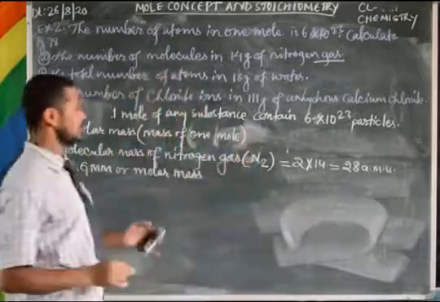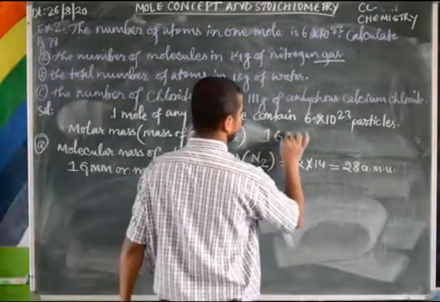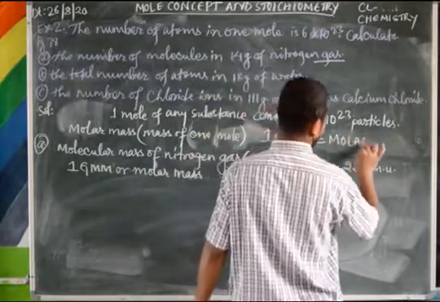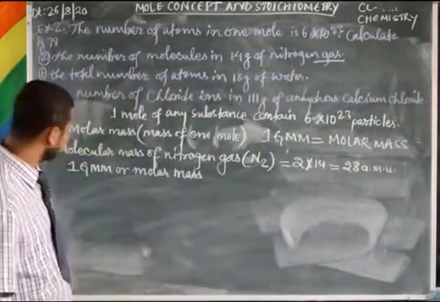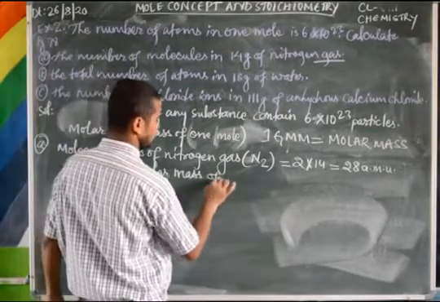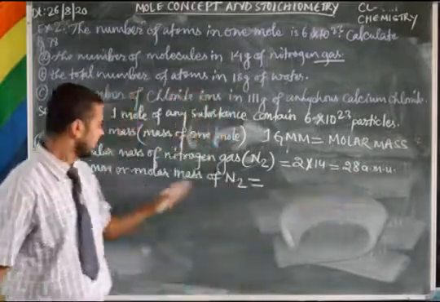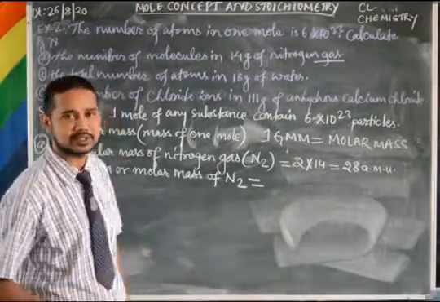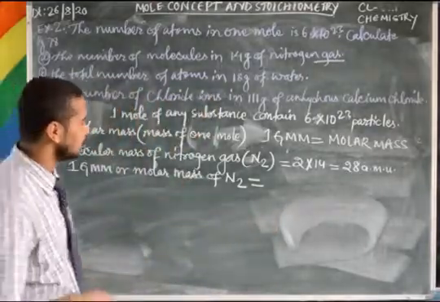Molar mass is mass of 1 mole. One gram molecular mass is equal to molar mass. So 1 gram molecular mass or molar mass of nitrogen is equal to, now express this in gram. What is gram molecular mass? Molecular mass expressed in gram. What is molar mass? That is the mass of 1 mole.